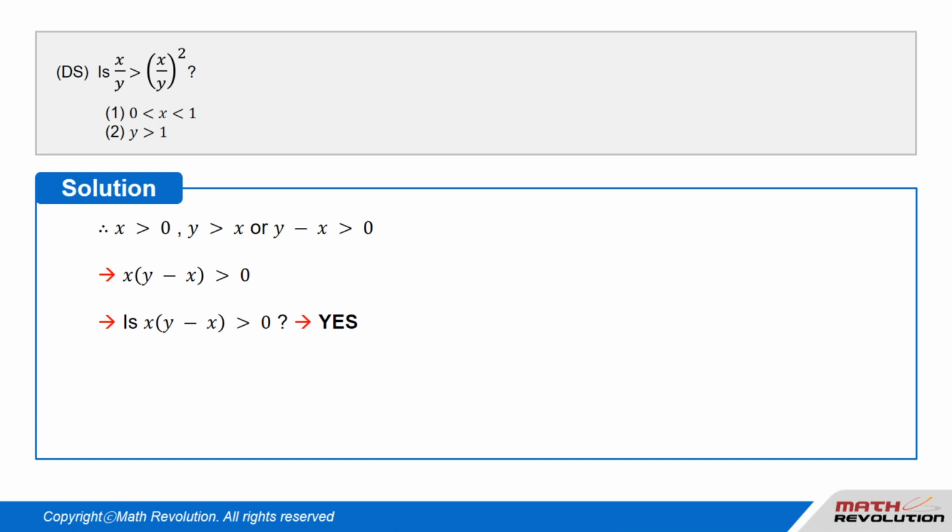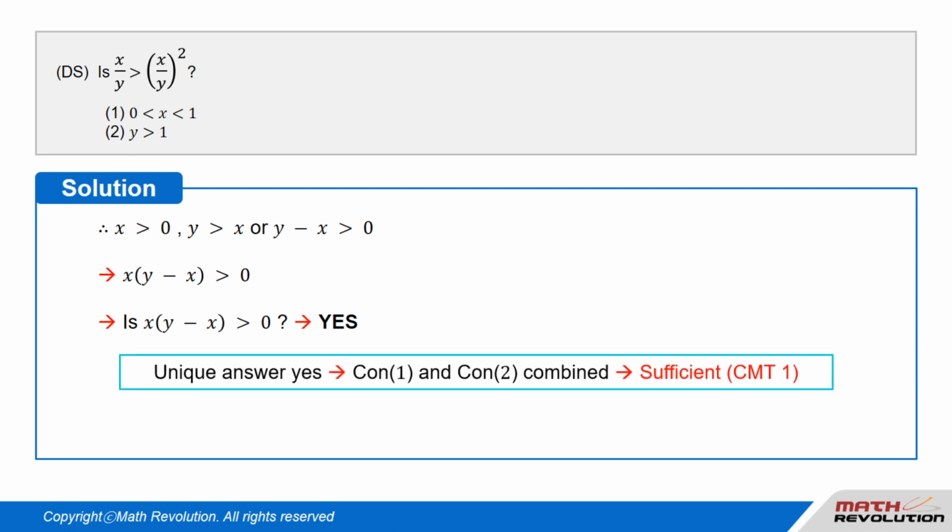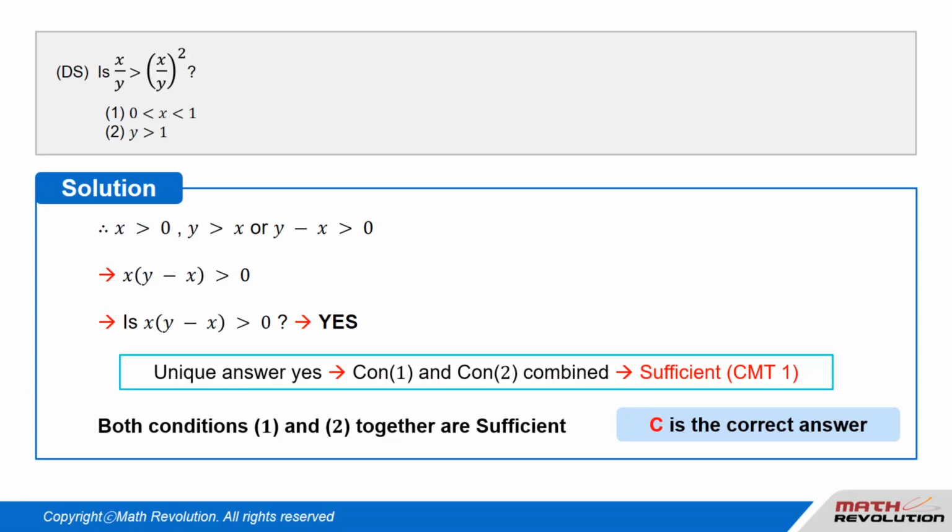Thus, the answer to the modified question, is x times (y minus x) greater than 0, is a unique yes. So the conditions combined are sufficient according to CMT1, which states that the answer will be in terms of a unique yes or no. Both conditions 1 and 2 together are sufficient. Thus, C is the correct answer. Answer C.